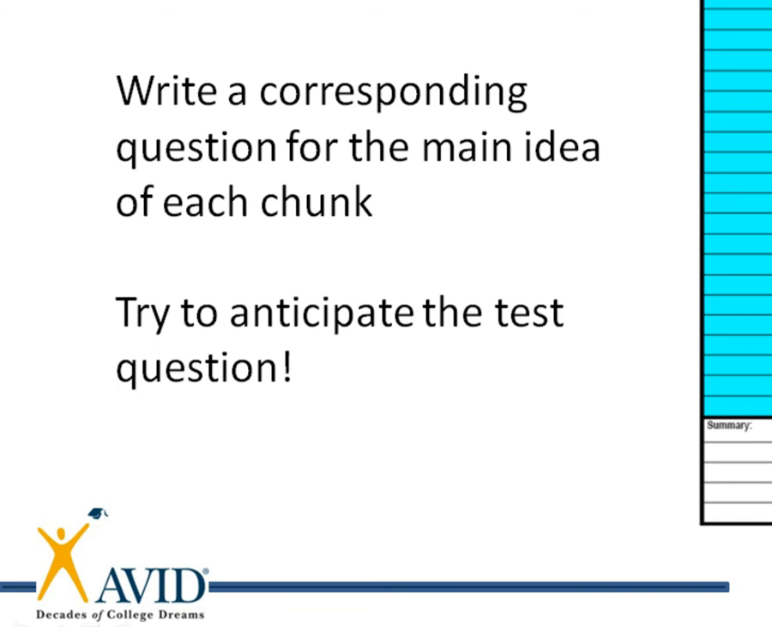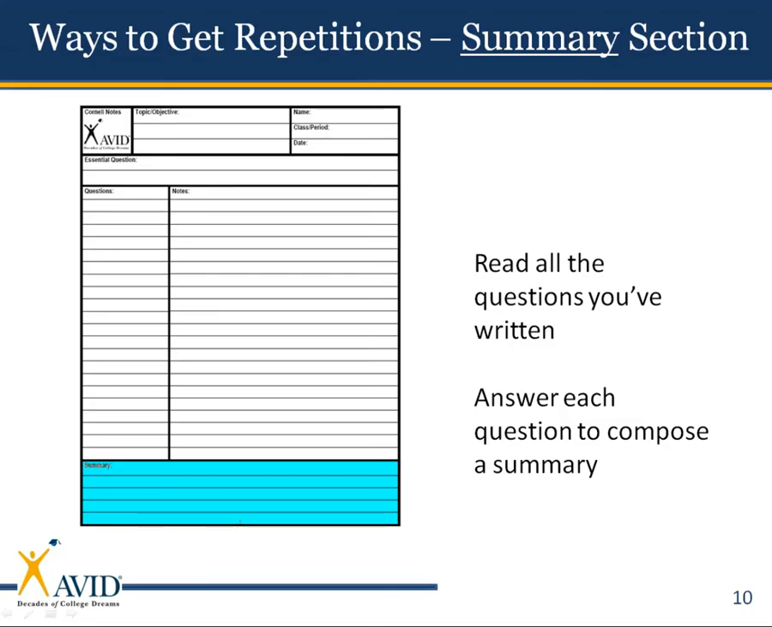And remember that I'm always thinking like a teacher, trying to anticipate what the test question is going to be over that section. All right, so what about that summary section at the bottom? What I want to do there is read back through all the questions that I've written on my page of notes here, my essential question and my questions in the left column, and write a 1-sentence answer or response to each one of those questions to build my summary. What that forces me to do is to go back and read my essential question, to read my notes, to read my questions, and basically getting another repetition of all of that information that's there on the page.